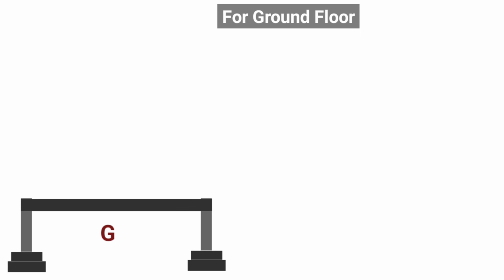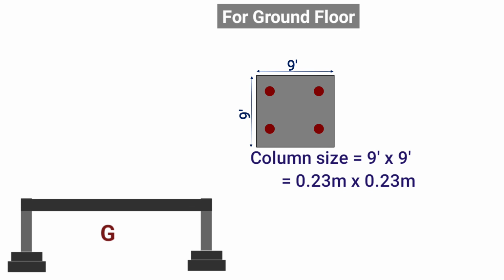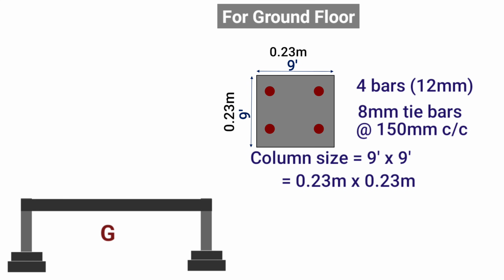If we want to construct ground floor only, the column size can be taken as 9 inches into 9 inches or simply 0.23 meter into 0.23 meter. For this size of column, we should provide a minimum of 4 number of steel bars of minimum dia 12 mm plus tie bars of size 8 mm spaced at 150 mm center to center.